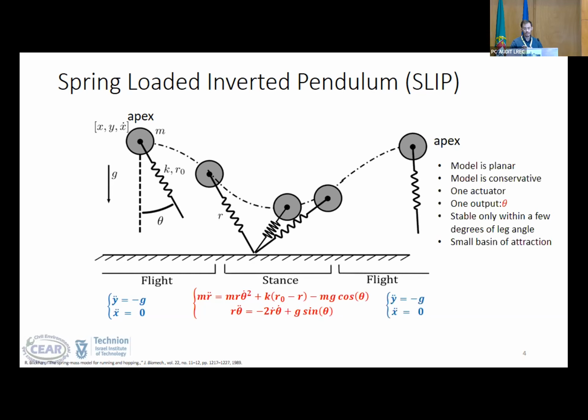So this is a planar model. It's conservative. It uses one actuator for one output, and it models running fairly well, except it's stable with only a few degrees of that initial leg angle. It has a small basin of attraction, making it sensitive to terrain perturbations. However, in nature, we see a higher level of control over all of these leg parameters.